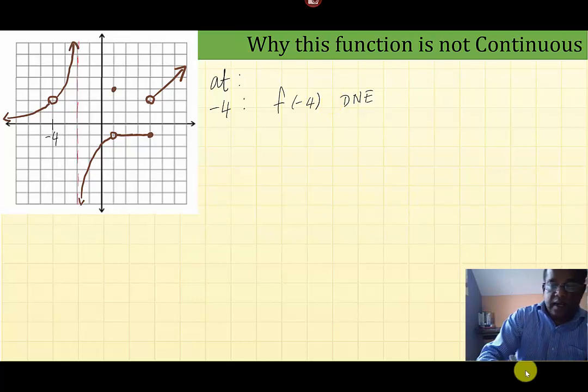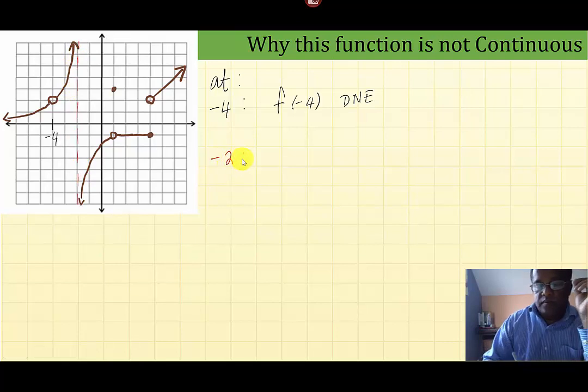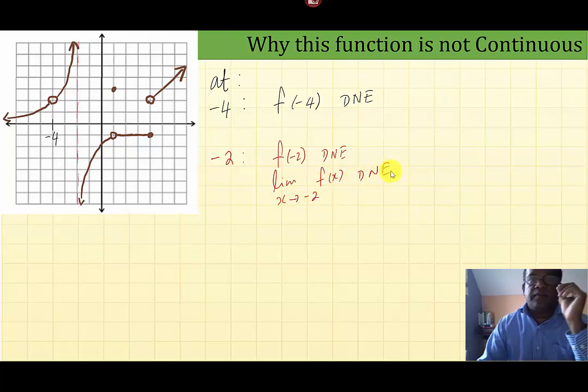Now what is the reason that it is not continuous at -2? Both the first conditions are violated. F of -2 does not exist. And the limit as x approaches -2 of f of x does not exist, because the left limit goes to positive infinity and the right limit goes to infinity. Even infinity we call normally does not exist.